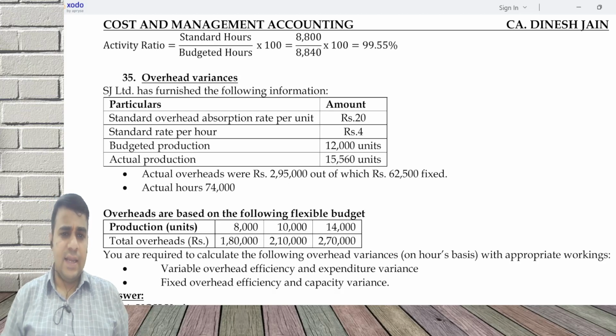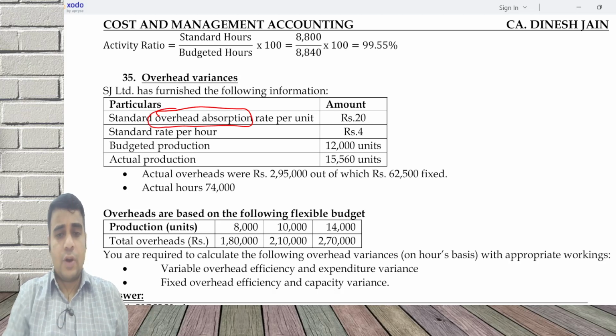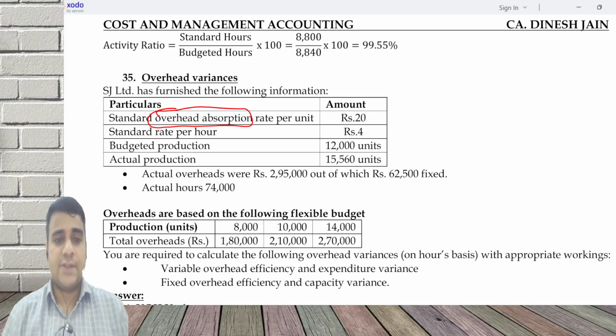Okay, SJ Limited has furnished the following information. Standard overhead absorption rate per unit. Now, very important word: this is overhead absorption. They have not mentioned whether it is fixed overhead or variable overhead. So the understanding is it's both put together. That is, fixed overhead absorption as well as variable overhead absorption put together is 20 rupees. Standard rate per hour, both put together.